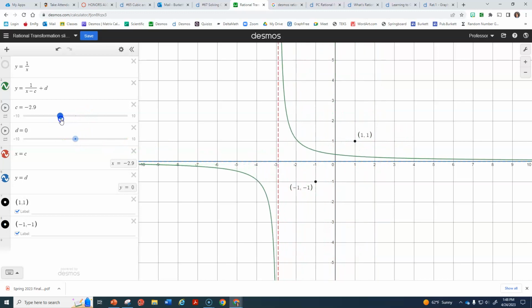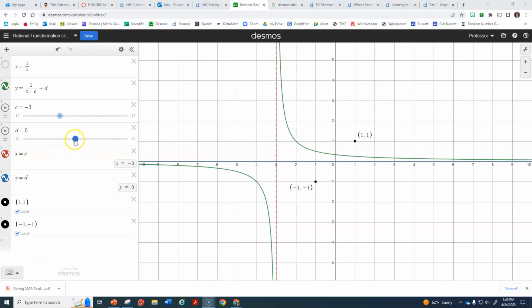Shifting it to the left, if we shift it to the left 3, we shift it 3 units to the left. My vertical asymptote is now at x equals -3, and my domain is now everywhere except -3. I will write some of this down in just a second. We'll see the examples and then we'll graph them.